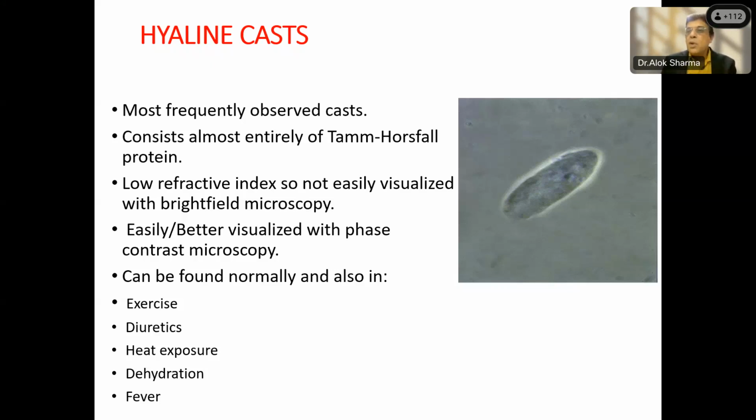So as I told you, they can be normally seen, right? But there are certain conditions in which you find a high number of hyaline casts. If you see an abnormally high number, these are the clinical conditions where you should be guiding the clinician. For example, exercise, use of diuretics. Sometimes with heat exposure and dehydration, you get a large number of these hyaline casts. That's a very good indication of the metabolic state of the patient. And in children or patients who have a urine examination during fever, you can get a large number of these. So be able to identify first the cast and try to decipher if there is anything abnormal in terms of clinical presentation.